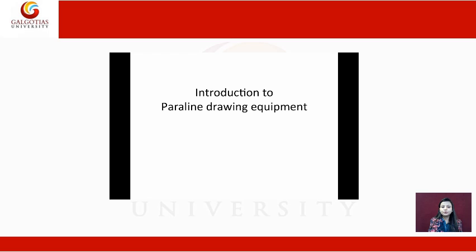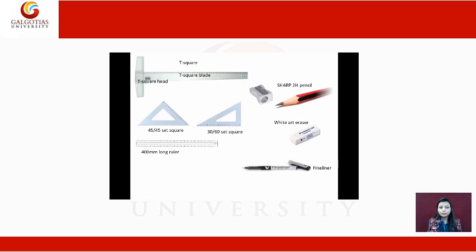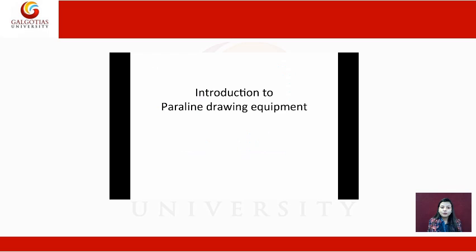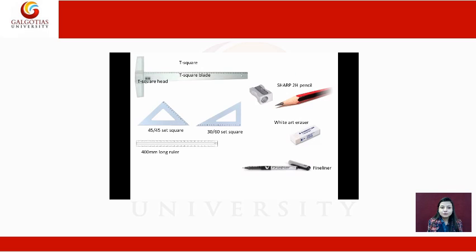Here is one video of introduction to parallel line drawing equipment. In this video you can see there is a T-square, 45-45 set square, 30-60 set square, ruler, liner, eraser, sharp pencil, sharpener. So these are some drawing instruments used in architectural drawing. So here is the set square, the 45-45 degree set square, as you see 45 degree, which can also make 90 degree, and one more set square is 30-60 degree. You can also use an adjustable set square. There is an isometric set square of 30 degree, as you see in the figure.